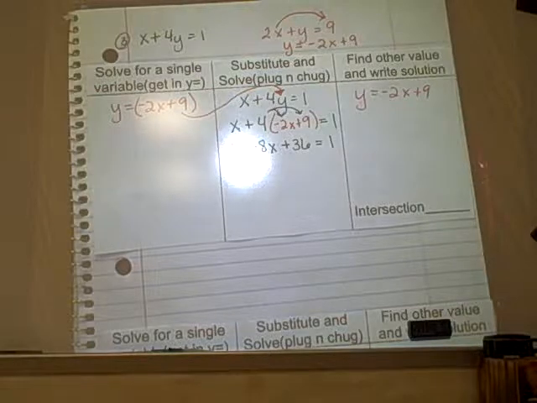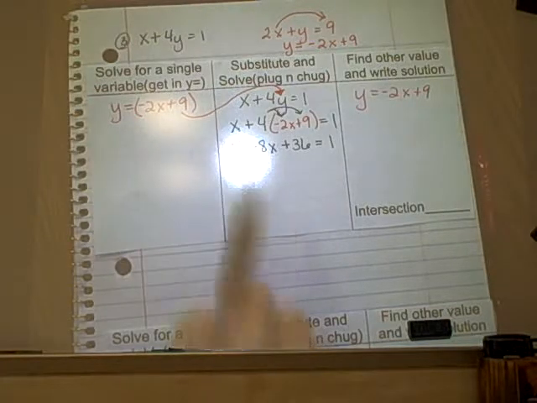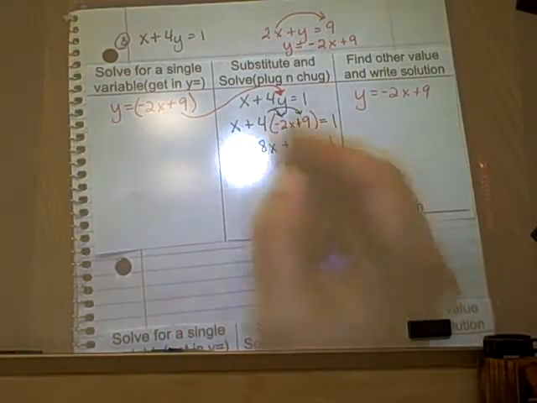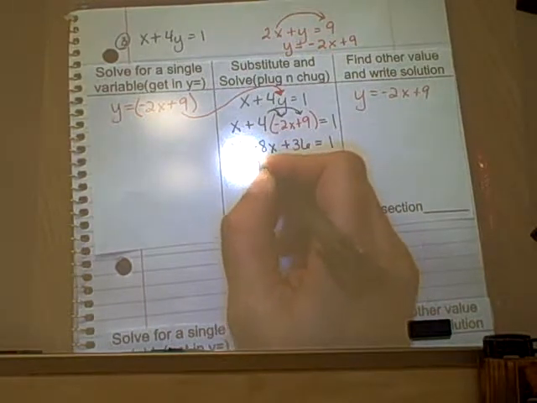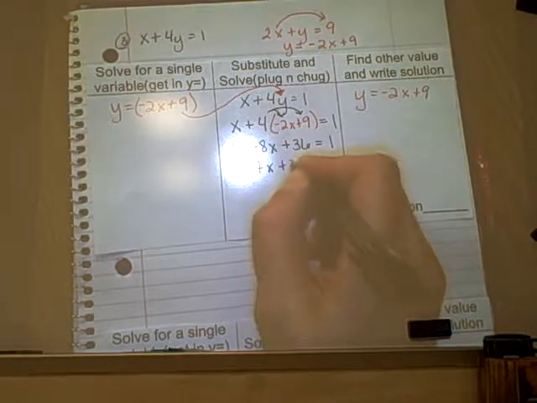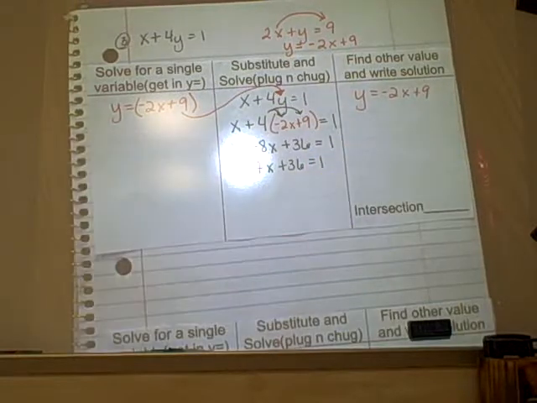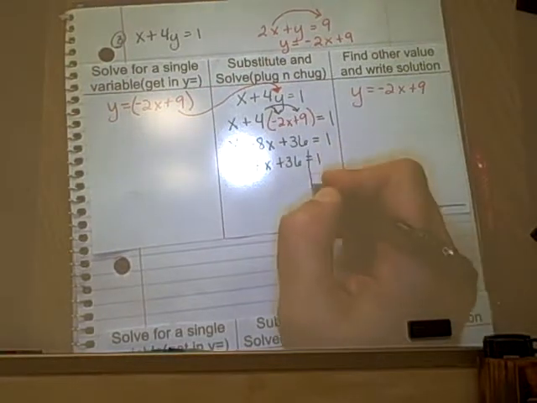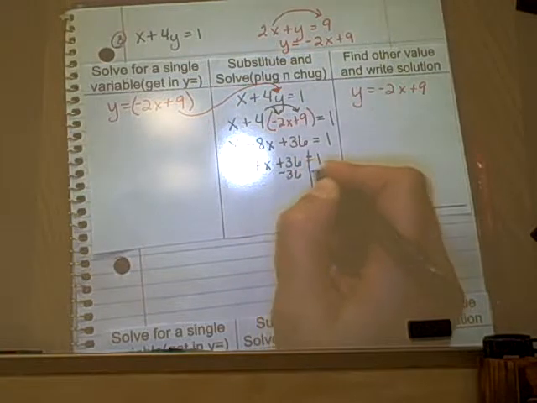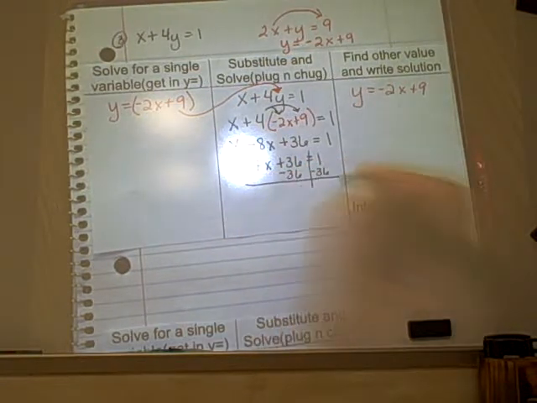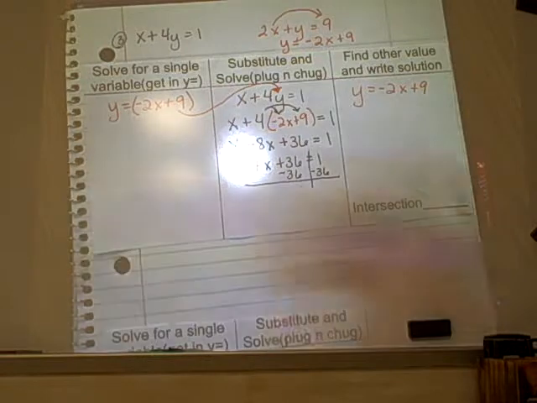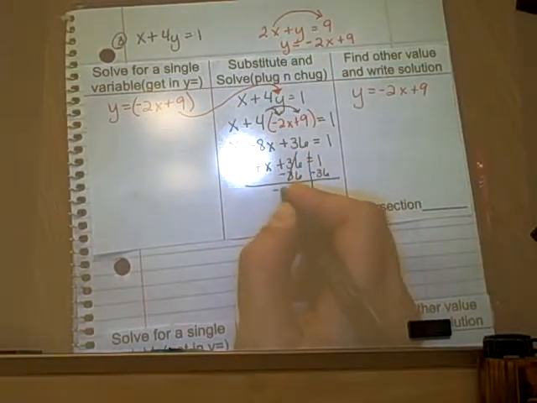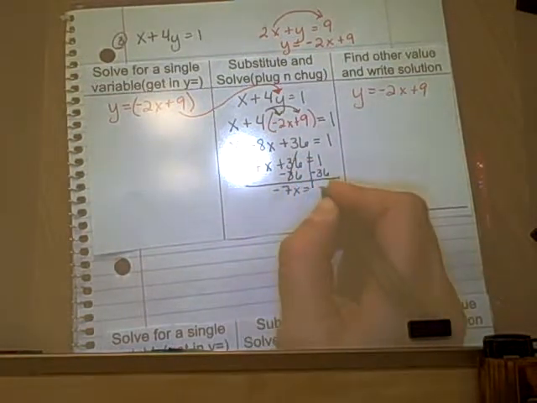Your next step would be to combine stuff that goes together, and I have an x minus 8x. That's going to become negative 7x plus 36 equals 1. Don't you gotta subtract by 36? You do. So now you're going to subtract 36 from both sides. You're going to get negative 7x equals negative 35.